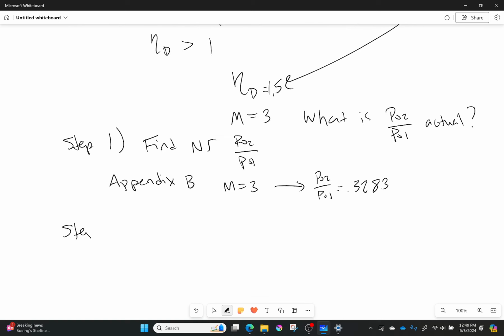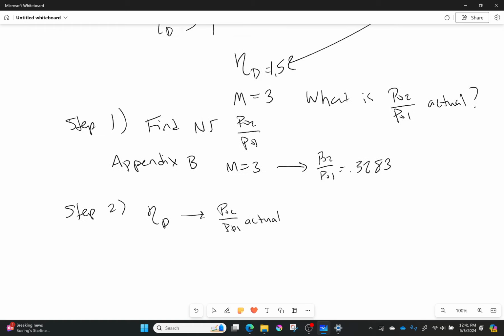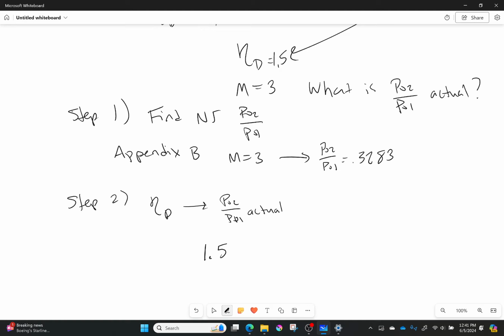Now, step 2, if we're going to solve this problem, is we're going to use our diffuser efficiency to find P02 over P01 actual. So 1.5 is equal to, I'm just going to say pressure ratio actual, over 0.3283. And if I then plug that in, what I get is that my pressure ratio in the actual case, the real case, is equal to 0.492.